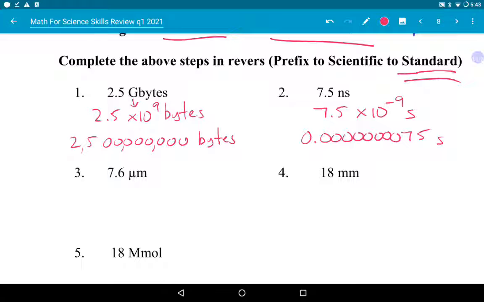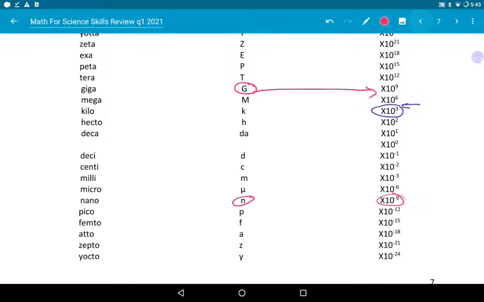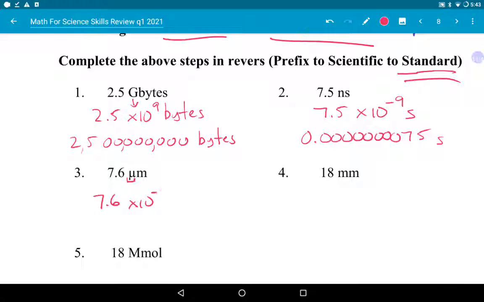Couple more here. Let's say we have 7.6 times 10 to the, let's replace that. Let's look for it. Micro, 10 to the -6. -6 meters, micrometers. So we're going to have 5 zeros, and then 7 is the 6th move. So 1, 2, 3, 4, 5, and then 6, and then just put that last value in there.